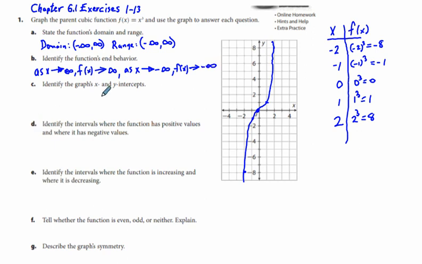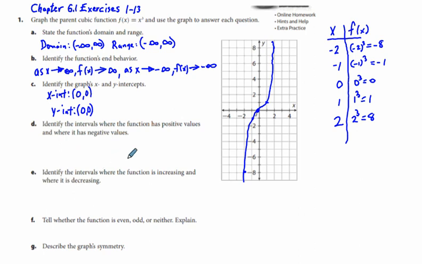Identify the graph's x and y intercepts. Well, we have the origin 0, 0. So the x-intercept is, we could say, equal to 0. Let's just say it's going to be 0, comma 0 as a coordinate pair notation, and the y-intercept is going to be the same. Coordinate pair 0, comma 0.